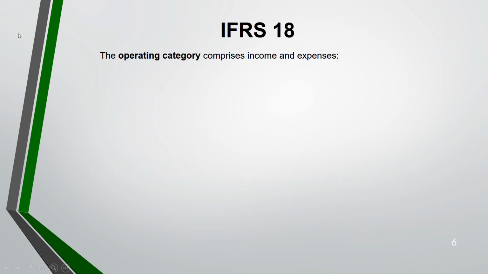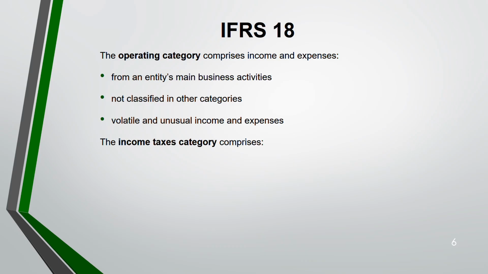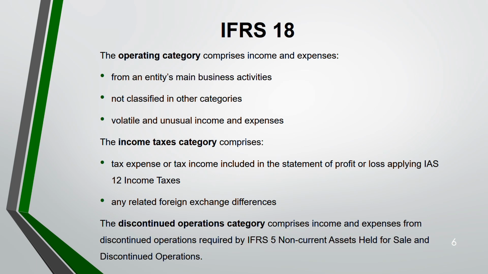Now, the operating category, the main one. This is from your entity's main business activity, not classified in other categories. Very volatile and unusual income and expense will come in the operating category. Income tax category has only one expense, that is your income tax that you will calculate according to IAS 12, and any related foreign exchange difference. Then we have discontinued operation, the last category: all income and expense that arise from discontinued operations according to IFRS 5.